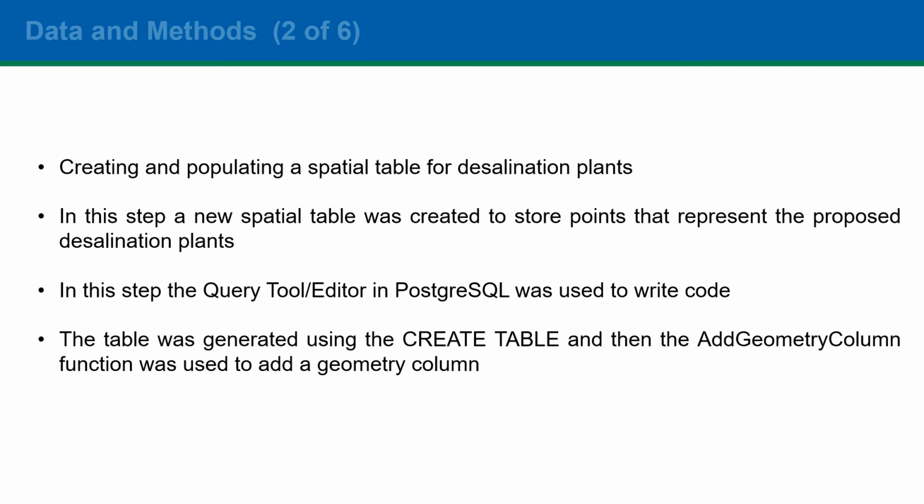After creating an empty geodatabase and loading existing shapefiles into it, the next step was to create and populate a spatial table for desalination plants. In this step, unlike the previous step where I used software to load existing files into the geodatabase, I used the query tool in Postgres to write code. The table was generated using the create table command, and then the AddGeometryColumn function from Postgres was used to add a geometry column to the spatial table.